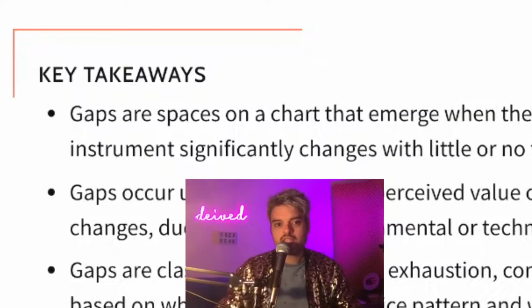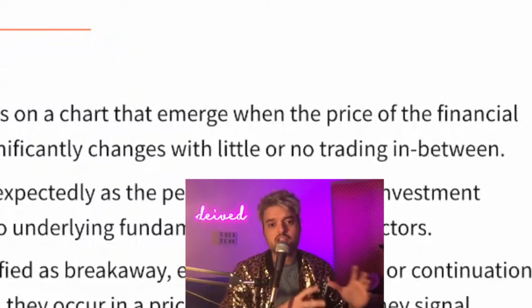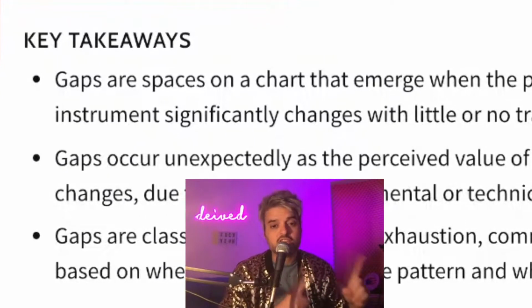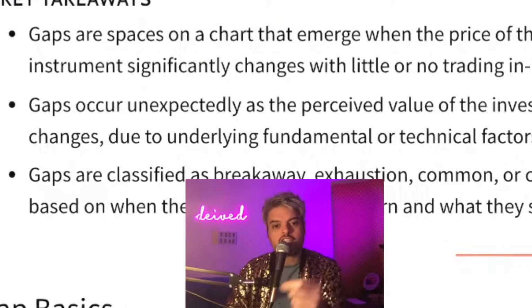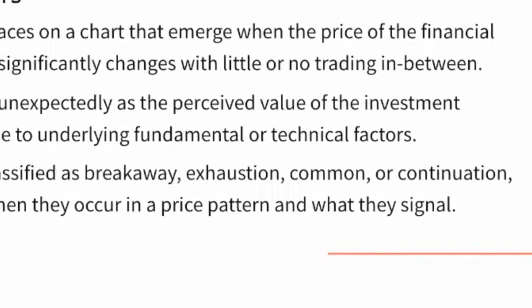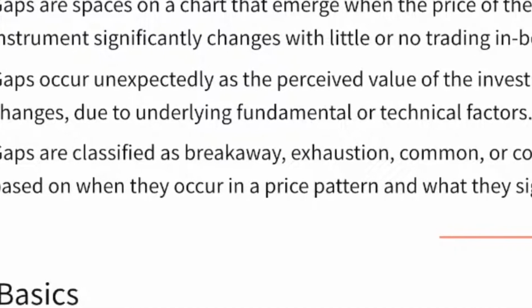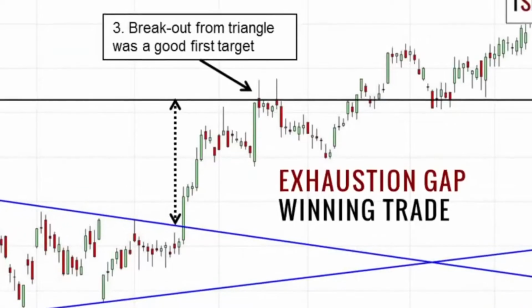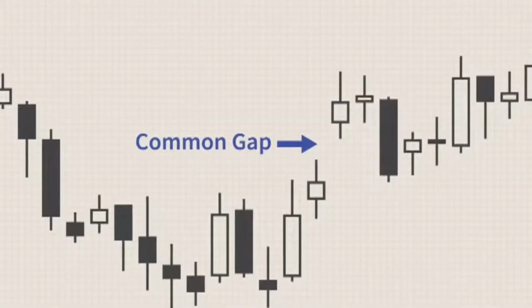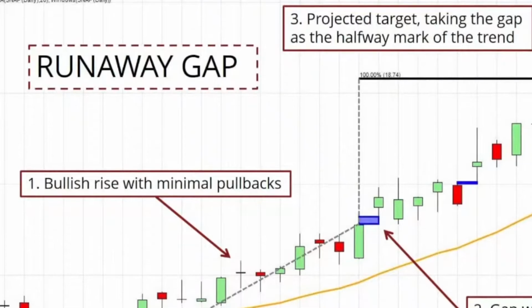Key takeaways. Gaps are spaces on a chart that emerge when the price of a financial instrument significantly changes with little or no trading in between. Gaps occur unexpectedly as the perceived value of the investment changes due to underlying fundamental or technical factors. Gaps are classified as breakaway, exhaustion, common, and continuation, in other cases called runaway gap.